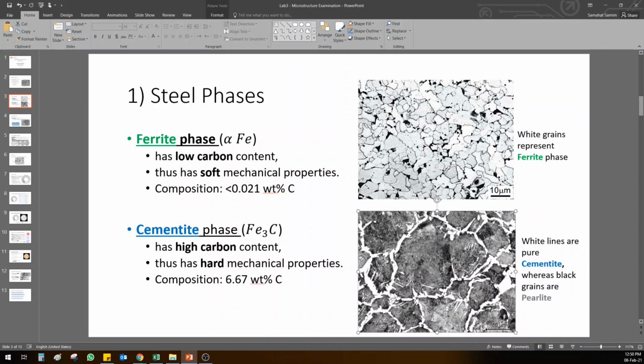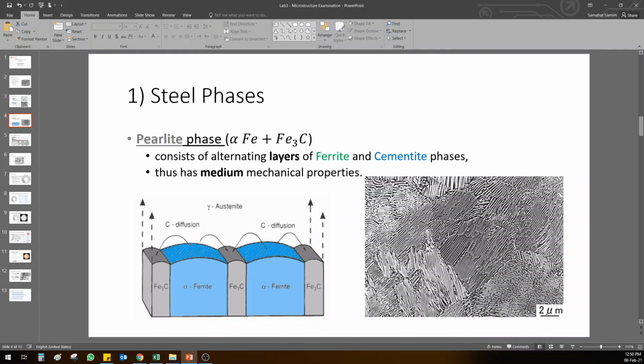Let me come to the perlite in the next slide. And one thing before going to the next slide showing you perlite is that cementite is only the lines area, okay, not the black area. What is the black area? Let me show you that. So the black area is called perlite.